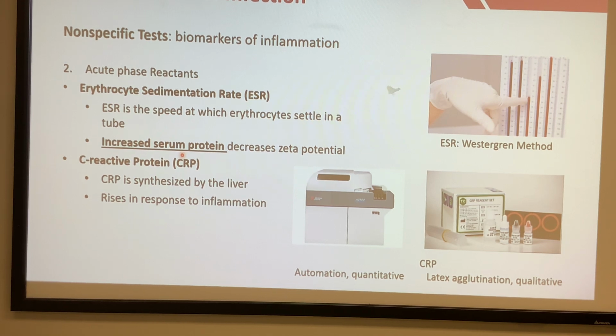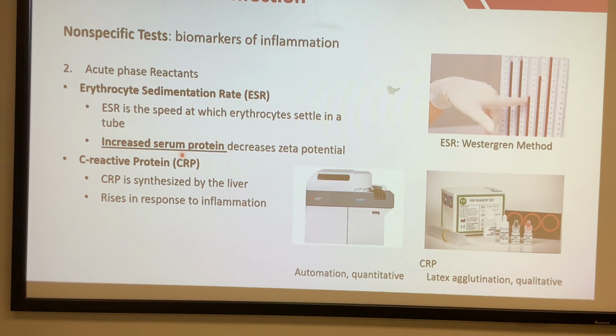The reason it matters is that if you are having inflammation, you will have increased serum protein, and this increased serum protein is going to decrease the zeta potential. Do you guys know zeta potential? That is a little negative charge around the red cells to make them repel each other. So if you have zeta potential, your red cells tend to avoid touching each other. This increased serum protein decreases that, so your red cells easily stack together, okay? So anyway, if you have inflammation or infection, you will have a faster ESR rate.